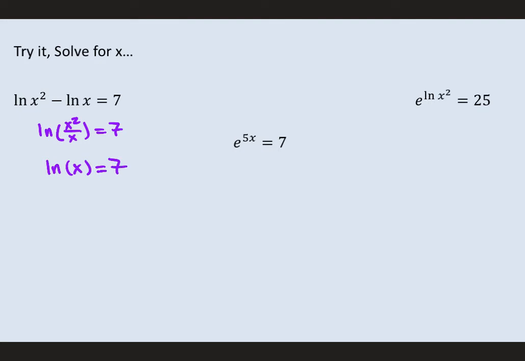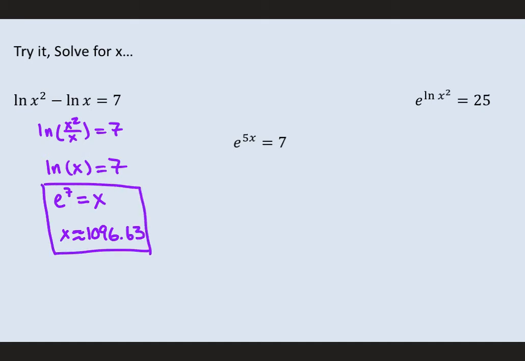And then here I'm trying to get the x by itself, so I'm going to change this to exponential form. So I'll change this to be e to the 7th power equals x. So x is now by itself. So x equals e to the 7th power, which we can plug into our calculator to evaluate. So you'll pull out your scientific calculator, and you'll type in e to the 7th power, and you'll get that x is approximately 1096.63. All right, so there's your exact answer and your approximate answer.